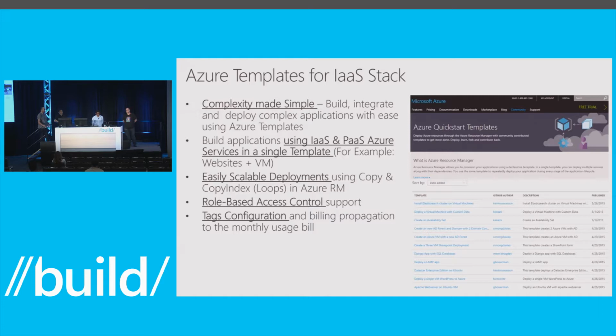We've provided language capabilities in the template where you can easily scale up and down. You can say, I want to spin up a 7-node Cassandra cluster, for example, and we will detect that and spin up 7 nodes. And the integration with role-based access control and tags makes it very powerful for you to build an app and maintain and manage it going forward.